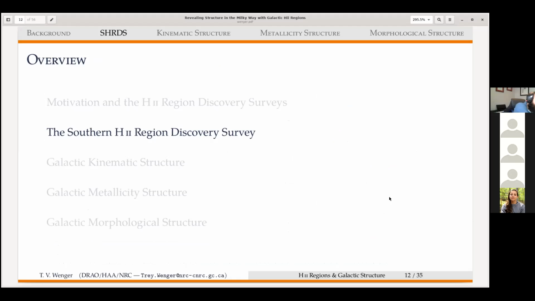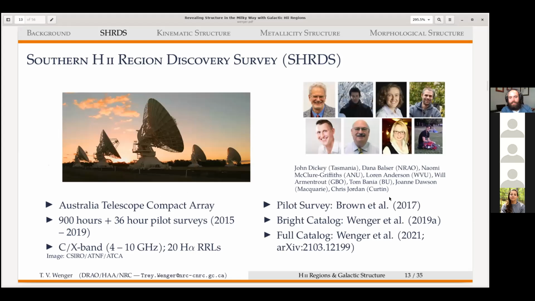So the first project that I'd like to talk about is the Southern HII Region Discovery Survey. As the name implies, this is just an extension of what we did in the Northern Hemisphere with the GBT and Arecibo into the Southern Hemisphere, trying to find some new HII regions in the southern sky. We used the Australia Telescope Compact Array, which is a 6-element compact interferometer located in the Australian outback. We had a 900-hour survey over about 4 years.